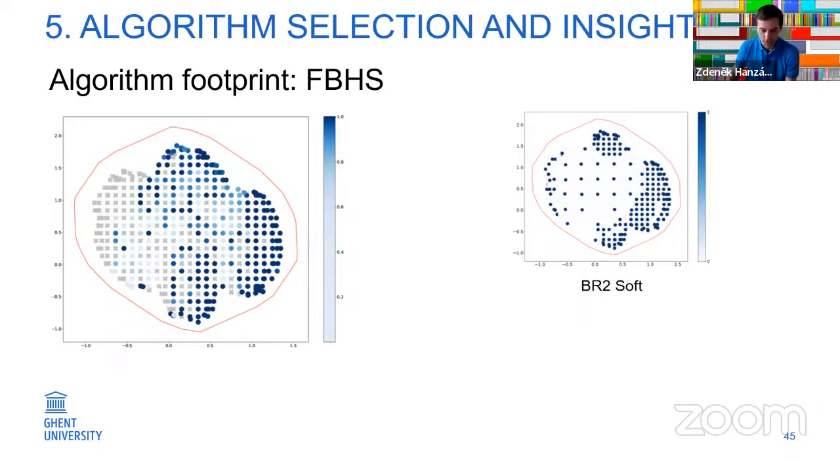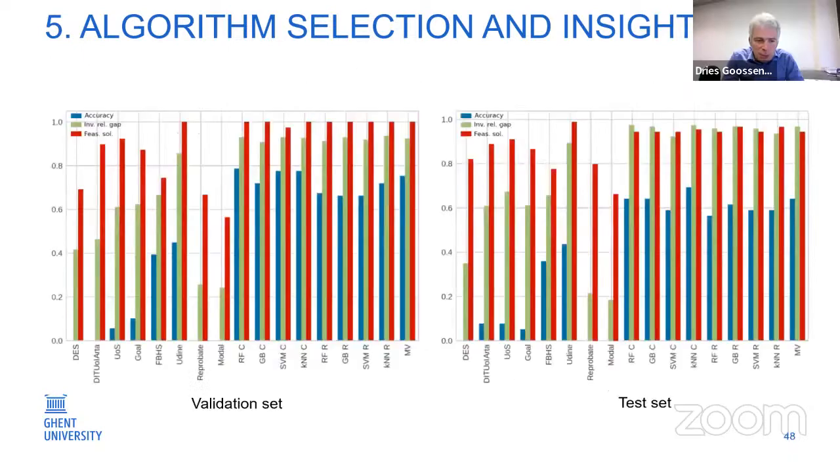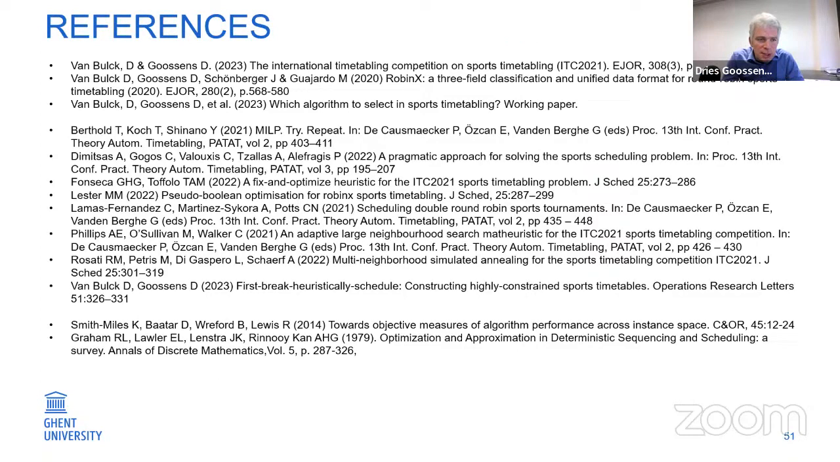So, any other question? Nasser is going to ask something. I have a question. Did you publish these three-dimensional notations that you presented for sport scheduling in a paper? Yes, I did. This is actually described in this paper here in EJOR. It's the second one listed here. It's the RobinX three-field classification. Oh, wonderful. Thank you very much. That was really helpful. You're welcome.